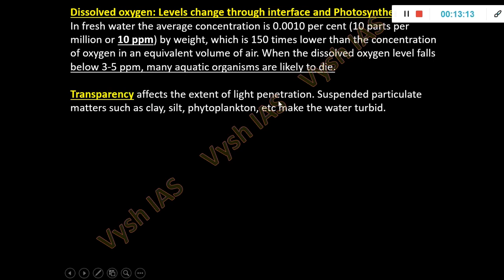Transparency affects the extent of light penetration. Suspended particulate matter such as clay, silt, phytoplankton, etc. make the water turbid. If these things are there, the light penetration will obviously be a problem. So the photic zone will be lesser if it is not much transparent.